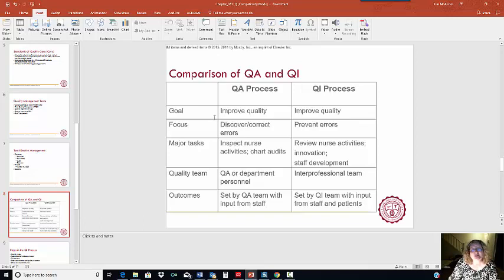You can see here that they both have the same goal. The focus with quality assurance is to discover and correct, while quality improvement is to prevent. Those are the major differences. Quality assurance is carried out by the quality assurance team, and the quality improvement is carried out by an interprofessional team.